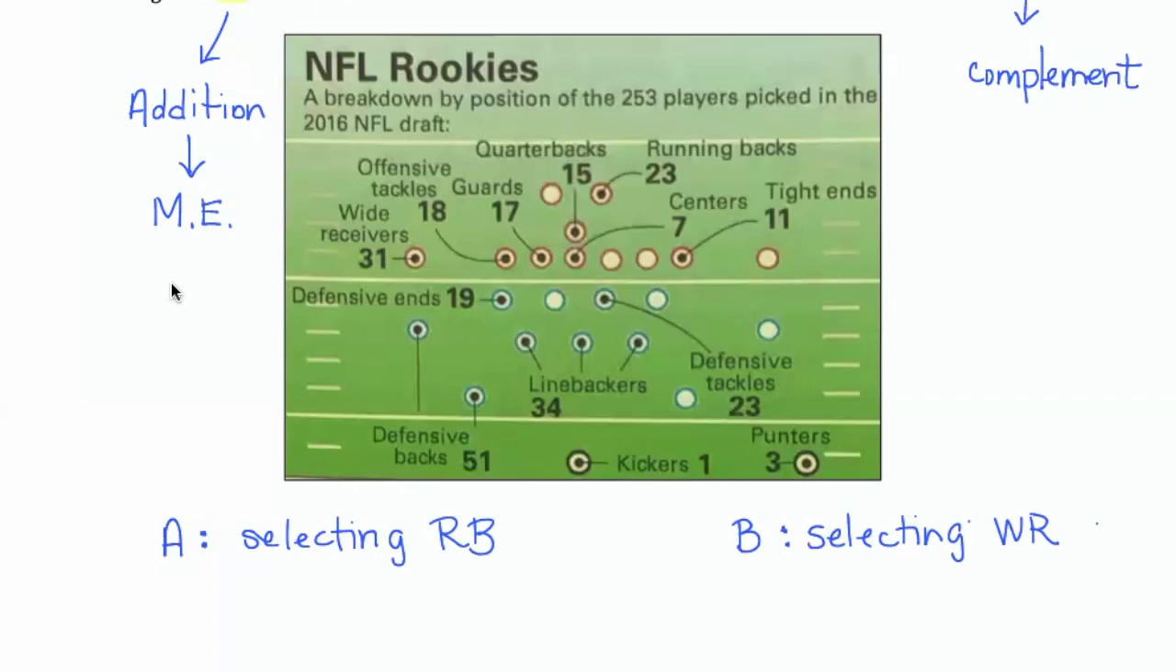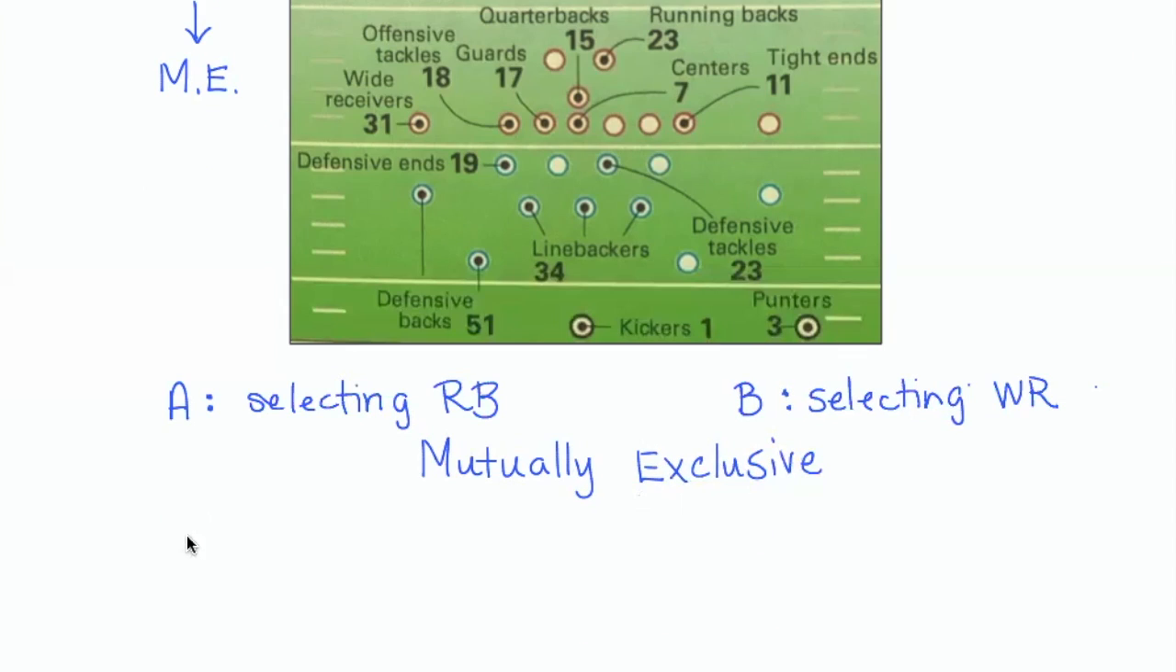Are these events mutually exclusive? The answer is yes. If you're drafted as a running back, you weren't also drafted as a wide receiver. And you need to know a little bit about sports, but these are mutually exclusive events. So in order to find the probability that I do pick a running back or a wide receiver, I just need to find those individual probabilities and add them up. I don't need to do any subtracting because there's no double counting going on.